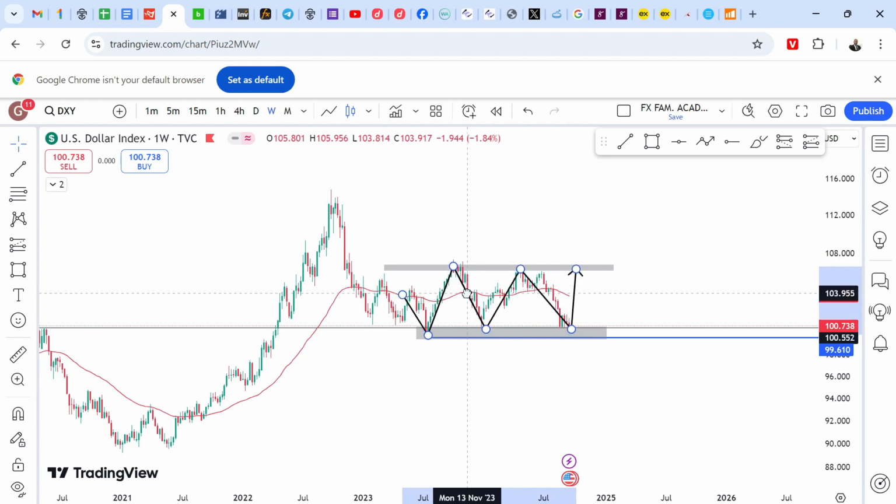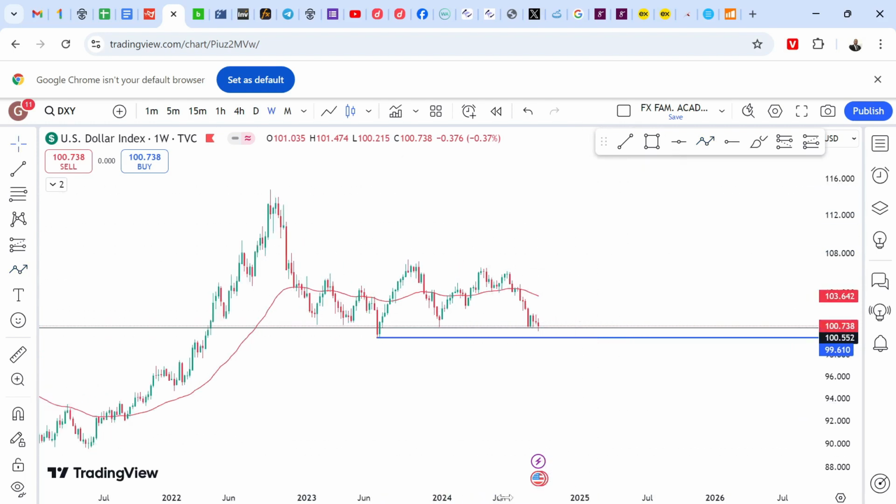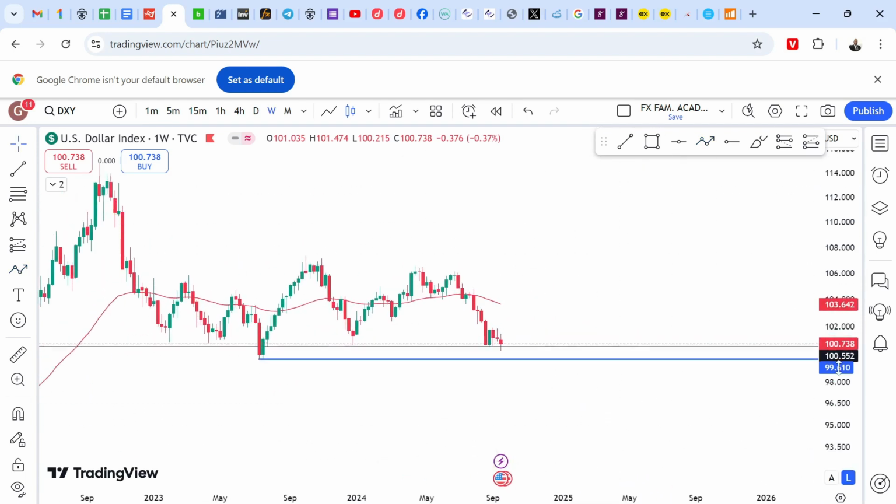So this is what I can see on DXY on the weekly time frame. I'm expecting price to push up. So let's scale further and see how the candle closed last week on DXY. That will give us a pure knowledge of what we should be expecting.